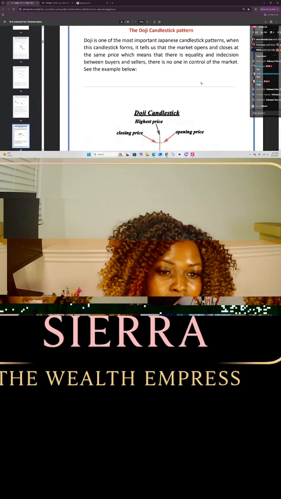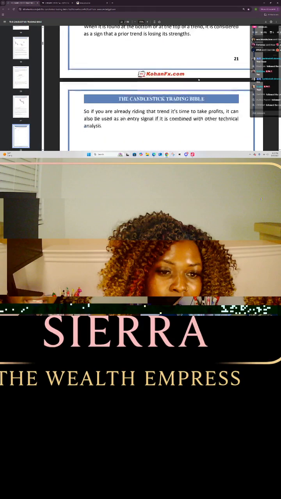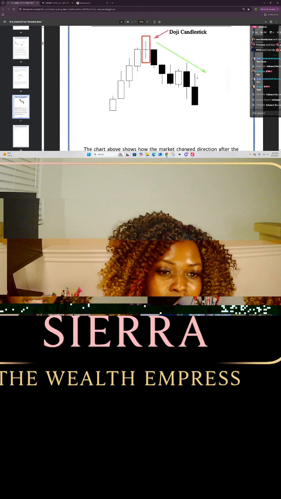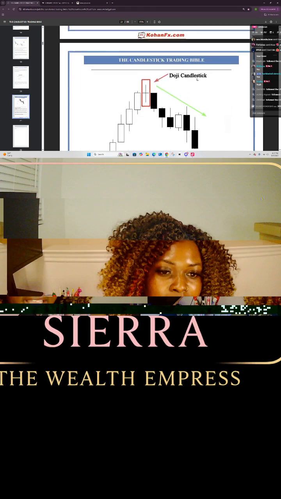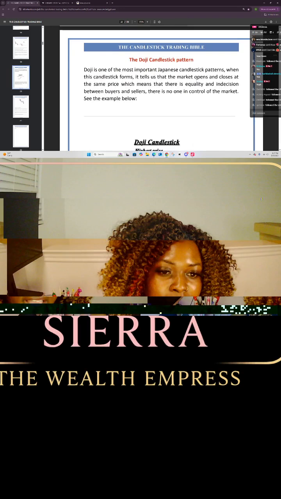The doji candlestick patterns. Remember, there's a bunch of dojis, so I don't know how many they're going to go over. If they only go over one, we will go over the other ones another day. All right. The doji candlestick pattern. Doji is one of the most important Japanese candlestick patterns. When the candlestick forms, it tells us that the market opens and closes at the same price, which means that there is equality and indecision between buyers and sellers. No one is in control of the market.